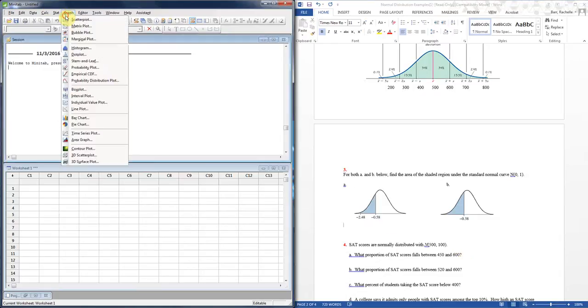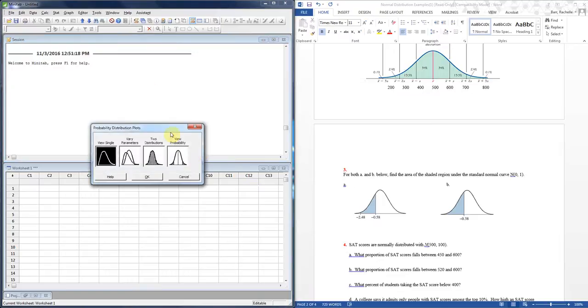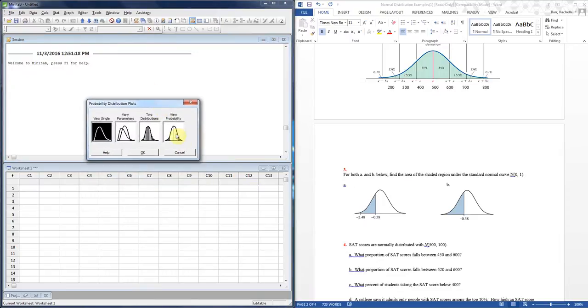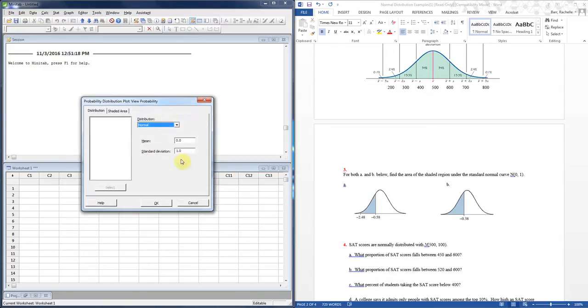So we're going to first go up to what I call, well, this is the first one, just so you know, I'm going to do B first. I'm going to go to Graph and then Probability Distribution Plot. This one's my favorite because it always produces a picture for you. Then we're going to choose View Probability. Again, those steps were Graph, Probability Distribution Plot, and then View Probability. In this class, we won't be using any of the other ones, so don't worry about them so much. We're going to hit OK.